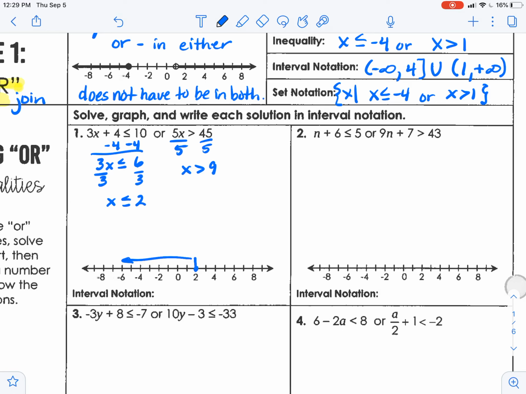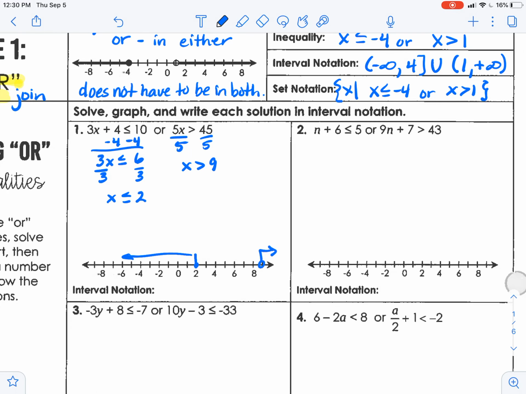And on the right, we're going to have 9, open circle, and to the right. So if I write this in interval notation, it would go from negative infinity to 2, bracket because it's included, union with parenthesis 9 to positive infinity.